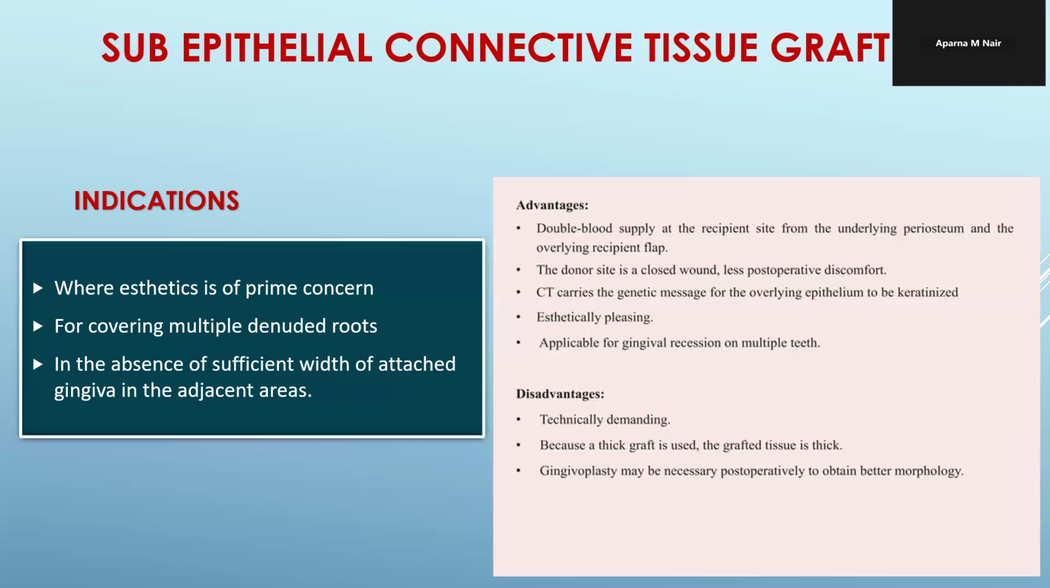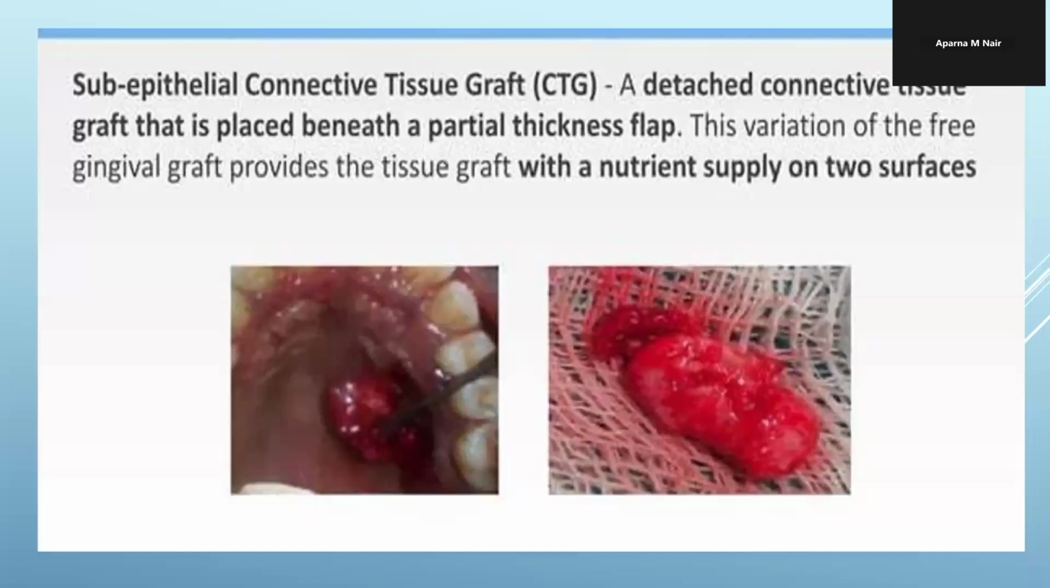The disadvantages include that it is technically demanding. Because a thick graft is used, the grafted tissue is also thick. Gingivoplasty may be necessary post-operatively to obtain a better morphology. So, subepithelial connective tissue graft is a detached connective tissue graft that is placed beneath a partial thickness flap. It is a variation of the free gingival graft that provides a tissue graft with a nutrient supply on two surfaces.